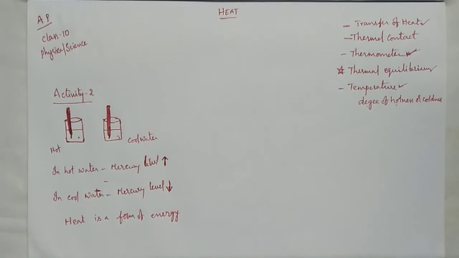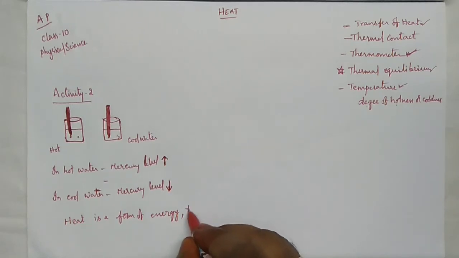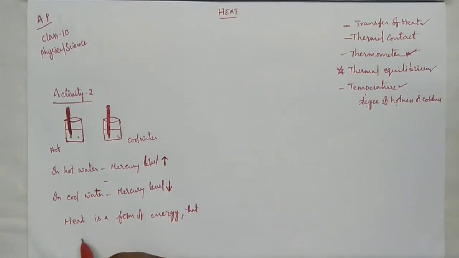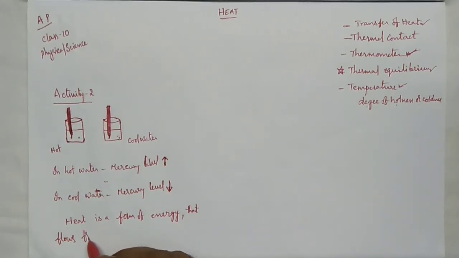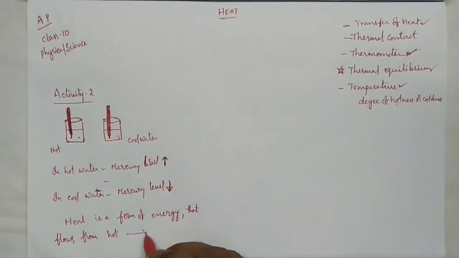Heat is a form of energy. Now when you say heat is a form of energy, is it constantly staying at one place or is it always traveling? Yes, heat is a form of energy, and its nature is that it flows. That flows always. It's not going to stay at one place. That flows from hot body to cool body, from a body at higher temperature to a body at lower temperature, right?